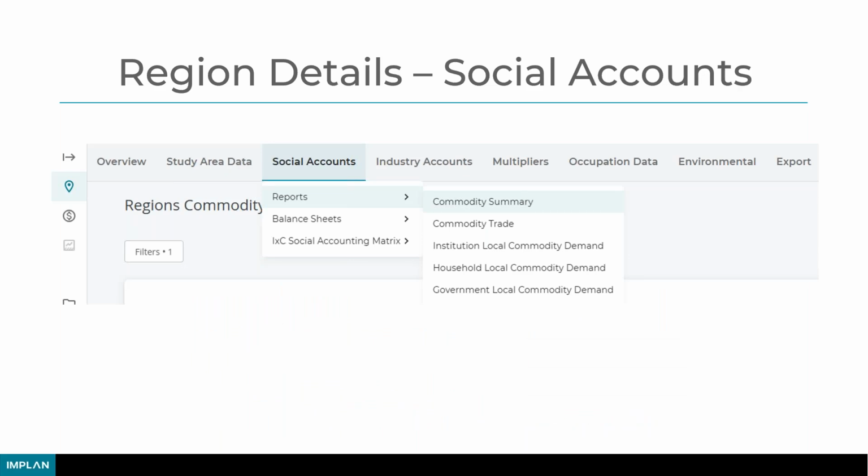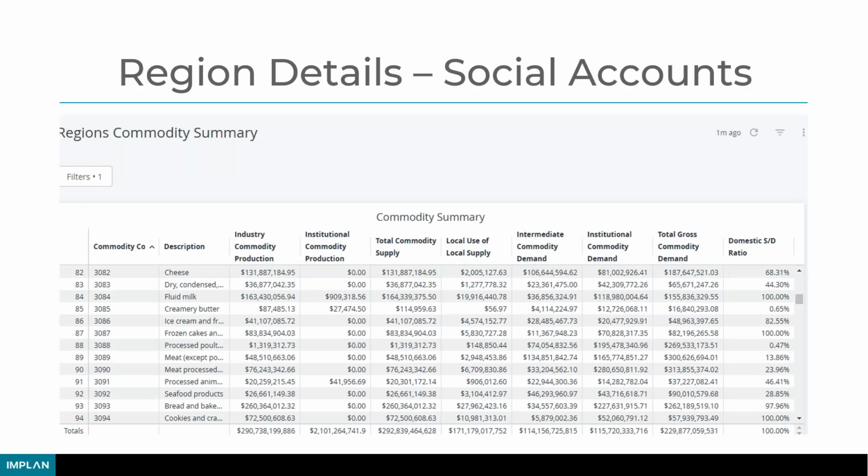So in the social accounts, if you're in your region details and you're looking at the top bar, we've got social accounts. And we're going to go through a number of these, not all of them. But what this helps understand is a bit about the supply and value chains for a particular industry, and understanding how industries are interacting with one another. So in the study area data, we were looking at how industries exist in a region relative to other entities within that region. Here we're looking at relationships between those industries.